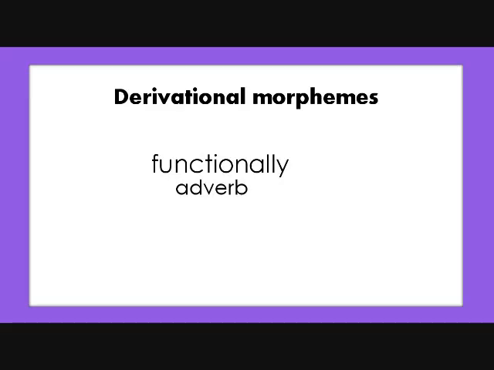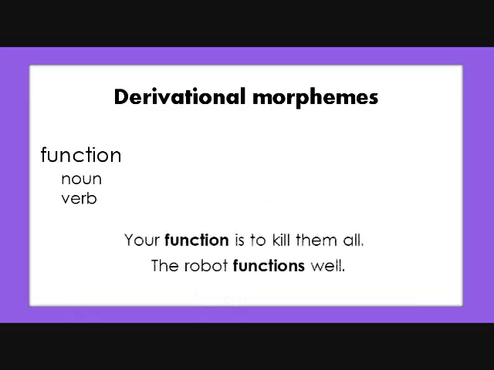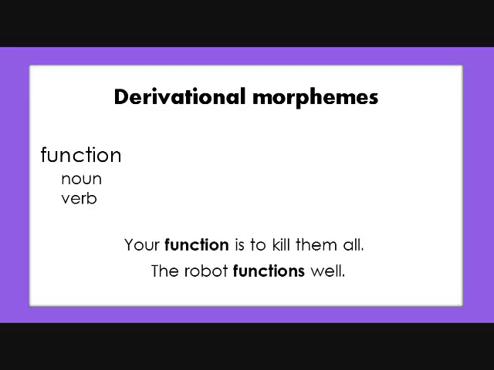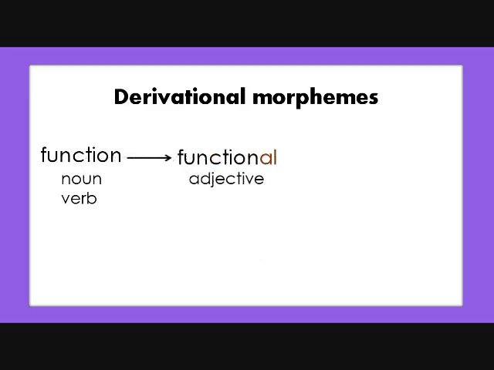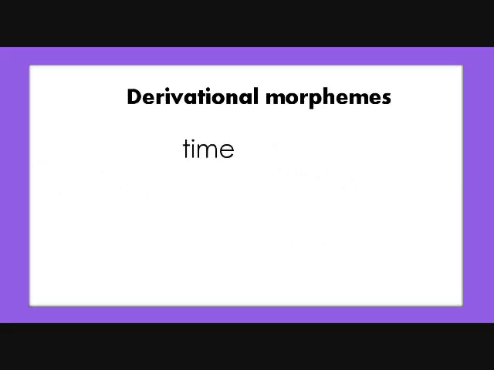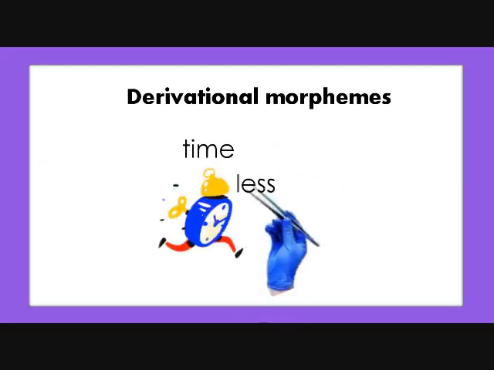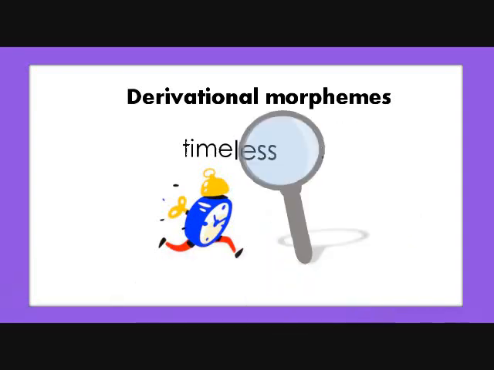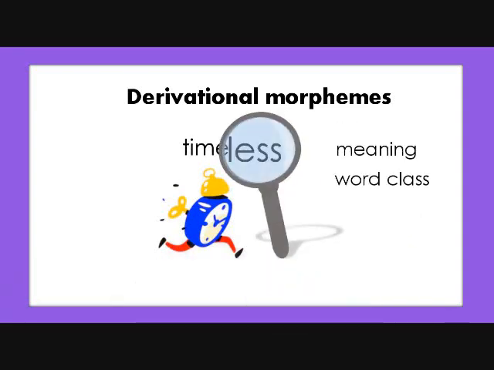Here you don't change the meaning as such, but you change the class of the word from noun or verb, as in, your function is to kill them all, or the robot functions well, to an adjective, as in, she is a functional adult, and from adjective to adverb, as in, it works functionally. See the word time. When you add less to it, you're changing the meaning and the word class. Mainly, you're changing this word from a noun to an adjective, and you're changing the meaning. Someone or something that does not have time.